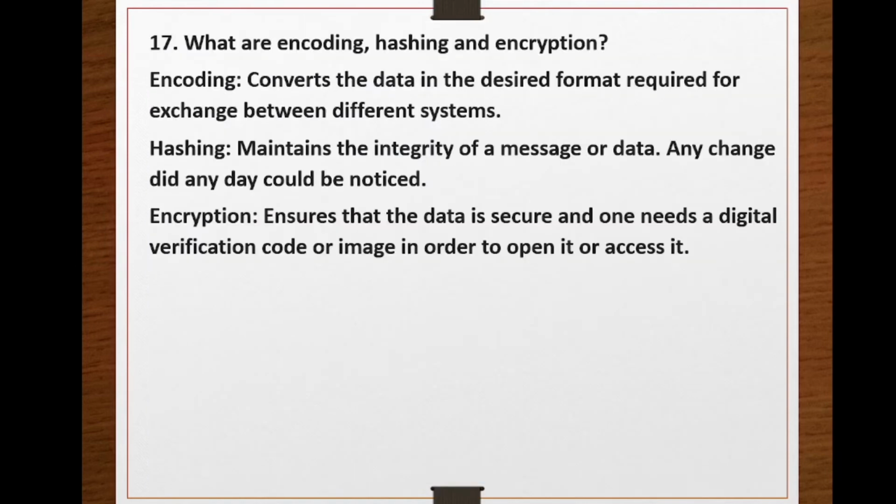What are encoding, hashing, and encryption? These three concepts you must know, and you must know the difference between them. Encoding converts the data into the desired format required for exchange between different systems. Hashing maintains the integrity of the message or data; any change at any time could be noticed. Encryption makes the information unreadable, ensuring that the data is secure, and one needs a digital verification code or key in order to open or access it.